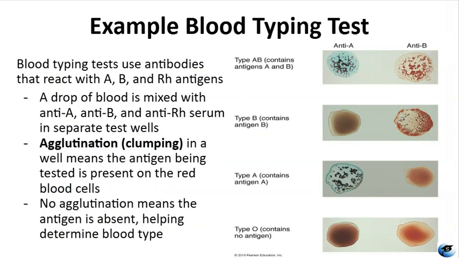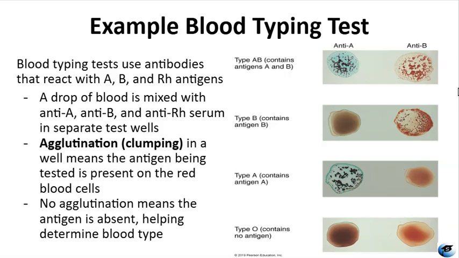Here's how a typical blood typing test will work in the lab. The test uses specific antibodies that react with A, B, and Rh antigens that can be detected on the red blood cells. So using a small drop of a person's blood, you're going to mix 3 separate solutions using 3 different serums. You have anti-A, anti-B, and anti-Rh serum. If the blood clots, which is called agglutinate, if it agglutinates in a particular well with a particular serum, then that means the corresponding antigen is present on the red blood cells.